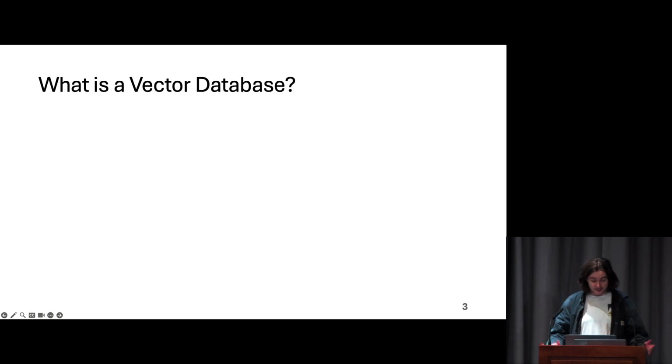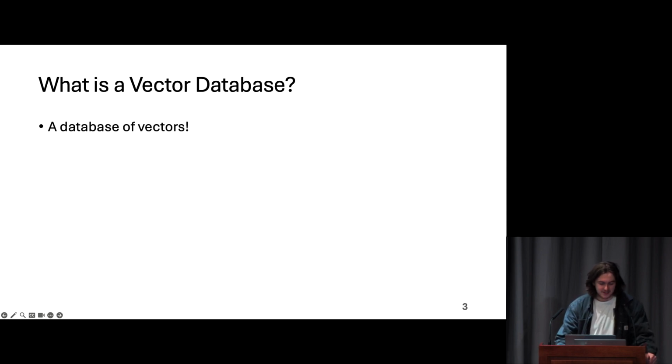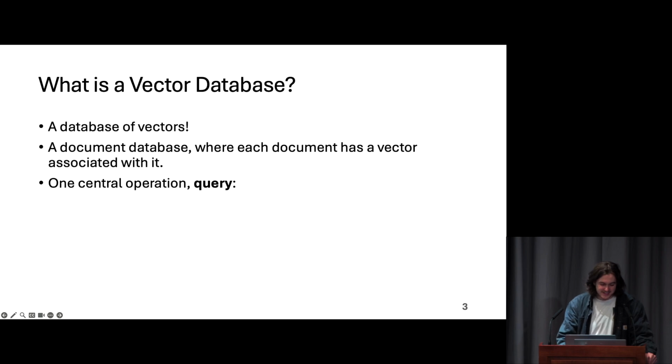And now what is a vector database? It is a database of vectors. We can all go home now. No, so it's a document database where every single document has a vector associated with it. And that is the core principle. It has all the same operations as a conventional document database. It has all the CRUD operations: create, read, update, delete. You can associate metadata with all of these documents.